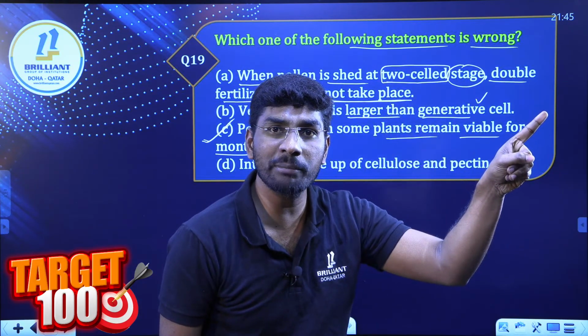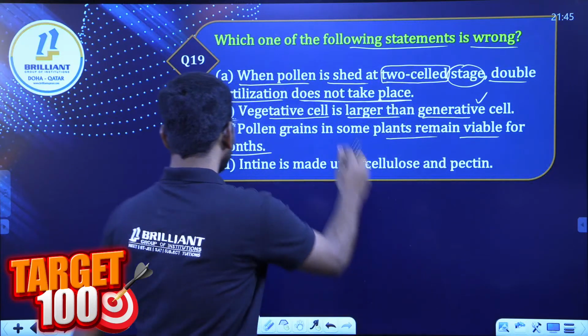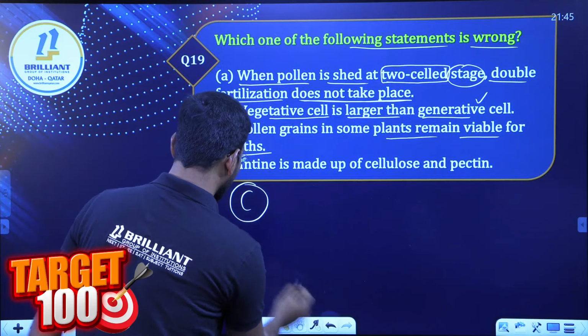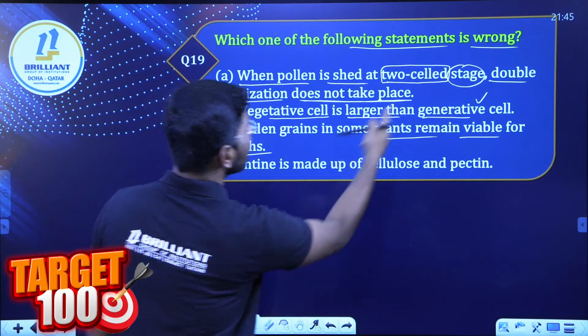But 30 minutes of viability is in where? Rice plant. Remember. So the answer is option C. Answer is option A, right? They're asking what the wrong statement is.